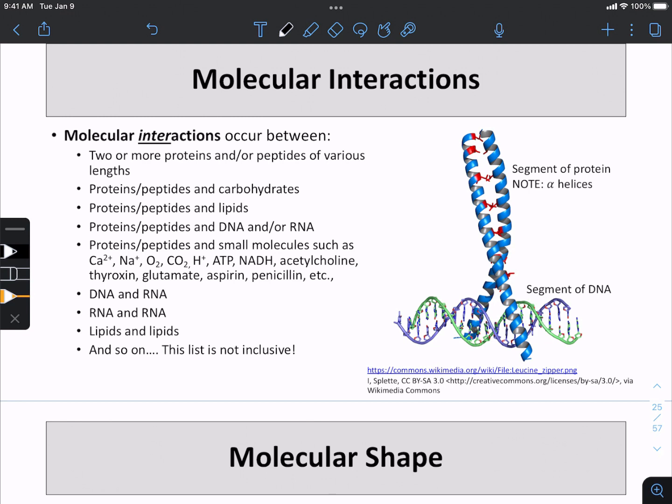Proteins can interact with carbohydrates, proteins can interact with lipids, proteins can interact with DNA or RNA, and then quite commonly proteins will interact with a small molecule. And those small molecules are often used in chemical reactions, or they're transported or moved based on their binding to the protein. DNA binds to RNA, RNA binds to RNA, lipids bind to lipids, and so on. This is not an inclusive list.